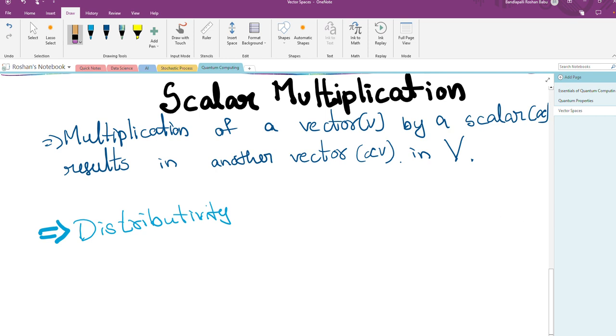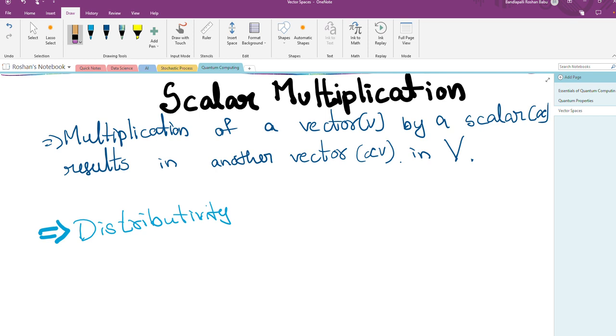And the third property is for all vectors u belonging to vector space V, there should exist an additive inverse of u. And property 4 is that the addition of vectors is commutative. Okay, we'll get back to scalar multiplication.